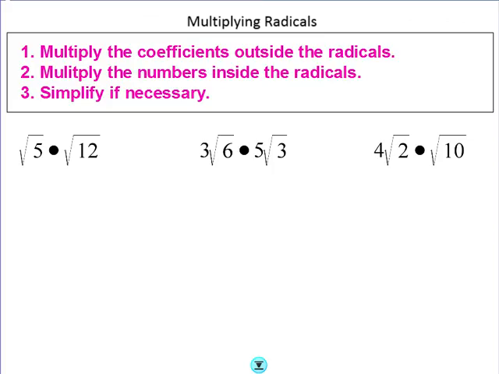Alright, in our previous video we looked at simplifying radicals, and now we're going to look at two different operations with radicals. So we'll do multiplying first and then adding and subtracting. So when we multiply radicals, three simple steps.